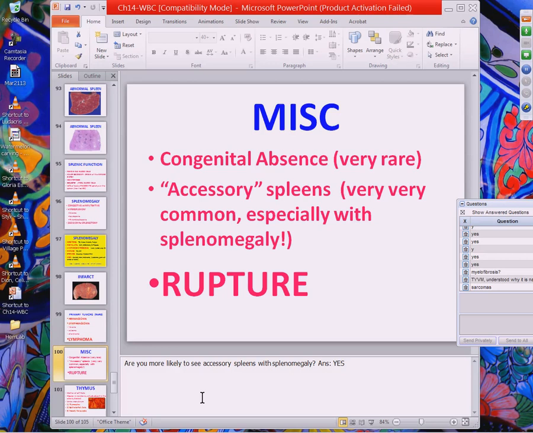Accessory spleens are pretty common, actually. And accessory spleens are more common in people that have splenomegaly than people that don't have splenomegaly. And doesn't that make sense? Because if your spleen is enlarged due to any functional reason, then perhaps very minute, small, microscopic accessory splenic tissue could become enlarged as well. So when you see a spleen that's enlarged functionally, take a good look to see if there are some little spleens around it. They're usually the size of a small grape. That's generally the size of an accessory spleen. Usually they're much, much smaller than the main spleen.